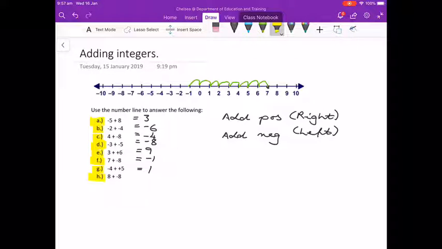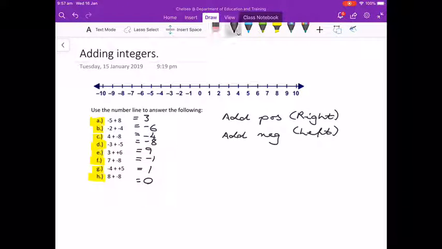And our last question is 8. Again, adding a negative, 1, 2, 3, 4, 5, 6, 7, 8. And our answer is 0, being positive nor negative. I'm going to show you another way to look at things now.